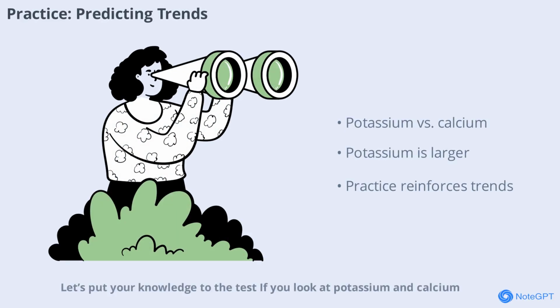Let's put your knowledge to the test. If you look at potassium and calcium, which one has a larger atomic size? Based on the trends, potassium is larger because it's to the left of calcium in the same period. Practicing with real examples helps reinforce these concepts.